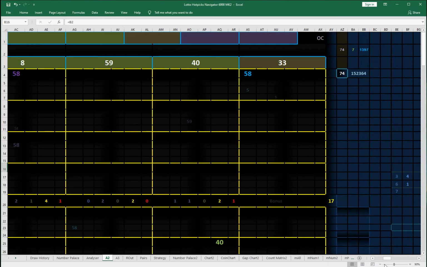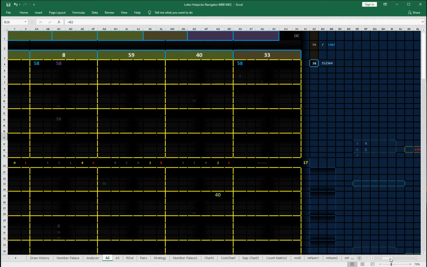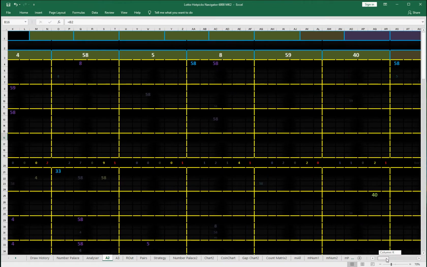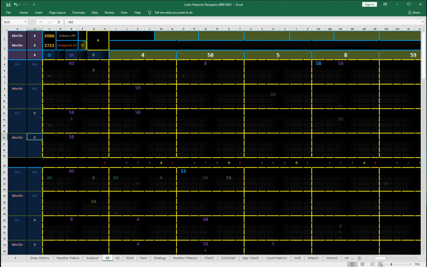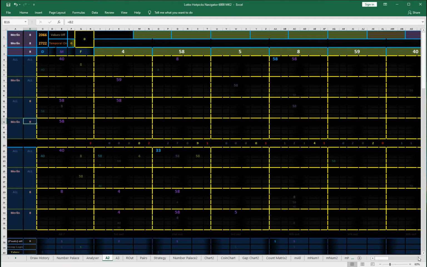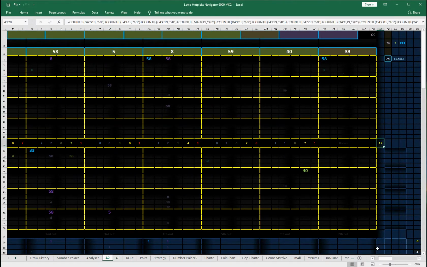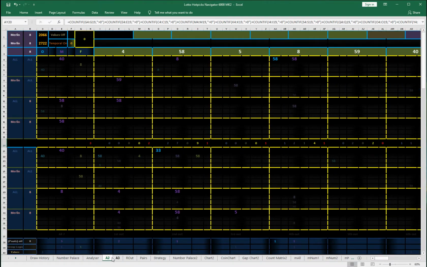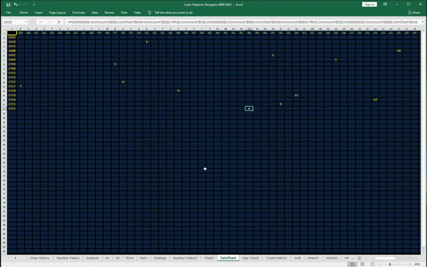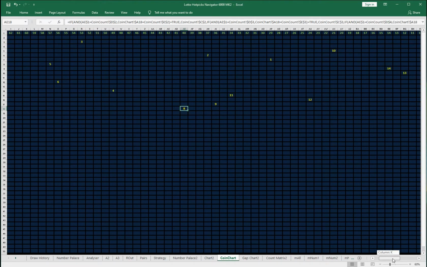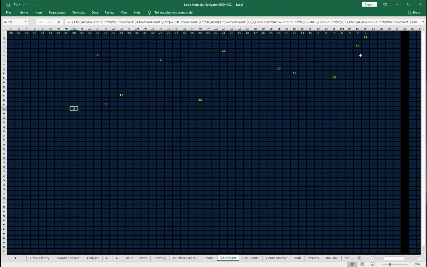So at the moment, it's in coincidence mode. I'm just showing you the coincidences. There's a lot of them. And if we count them, it adds up to 17. Now, if we look at the coincidence chart, we see every number up to 18 except for 17.